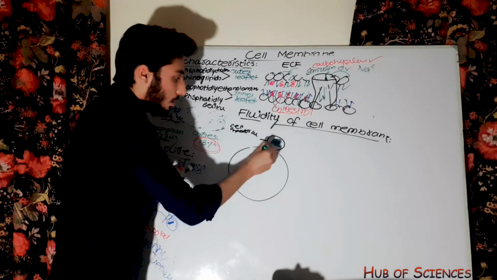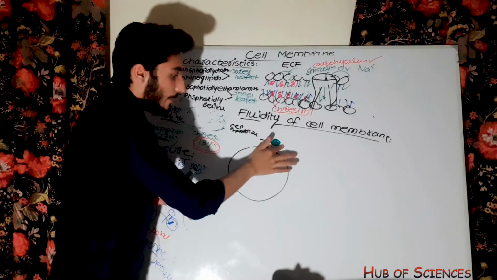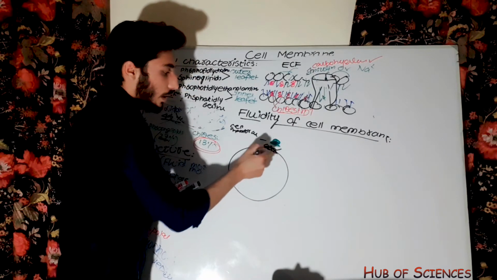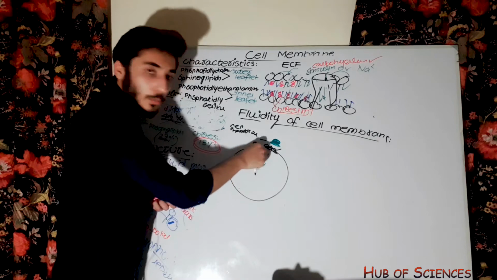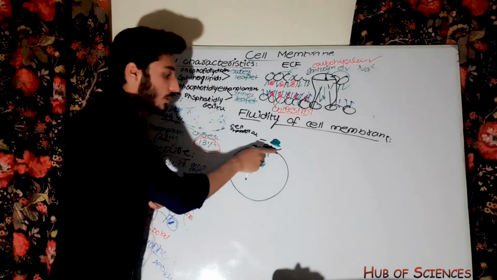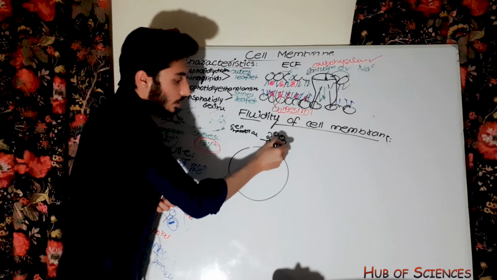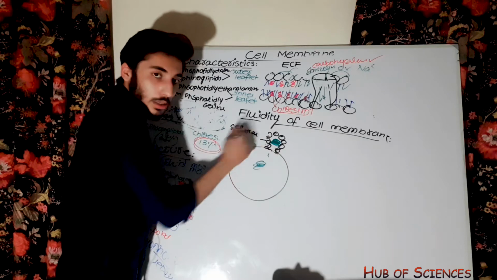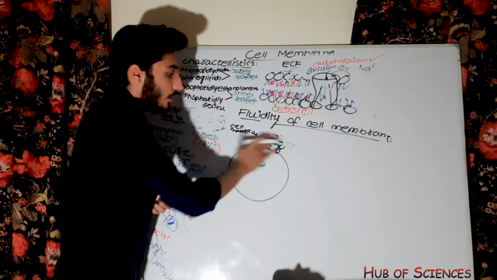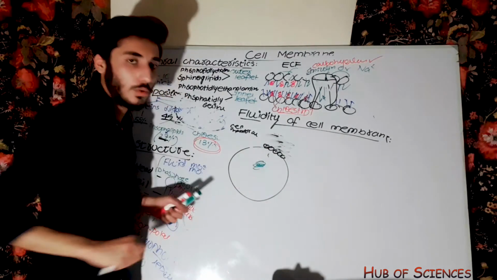Then the substance gains entry, and the vesicle which the cell membrane formed is removed and the phospholipid molecules lie again. Initially the phospholipid molecules are arranged in this pattern. When the cell wishes to engulf some substance, the phospholipid molecules lie in this manner. Then it engulfs the substance, and the phospholipid molecules go back and lie in this manner, and the substance gains entry into the cell.